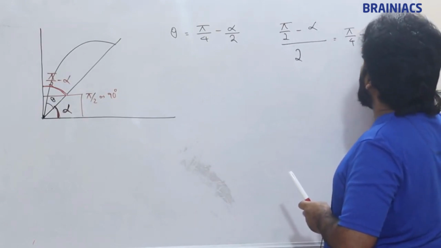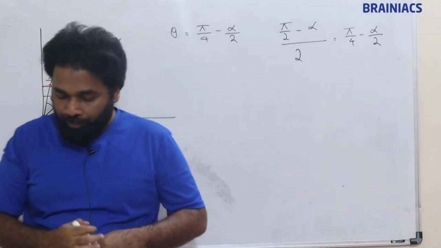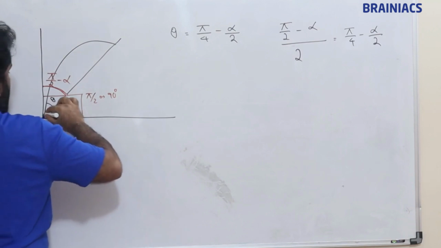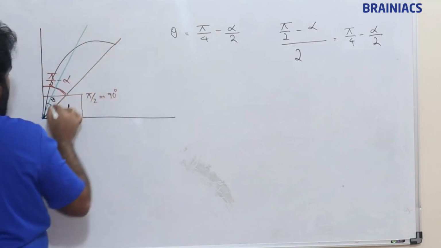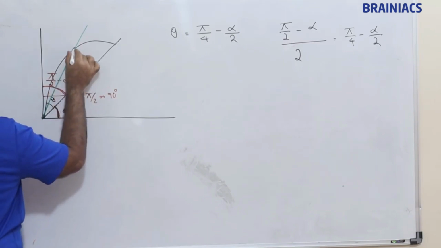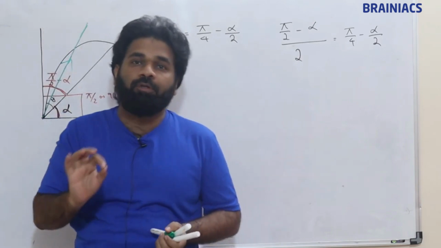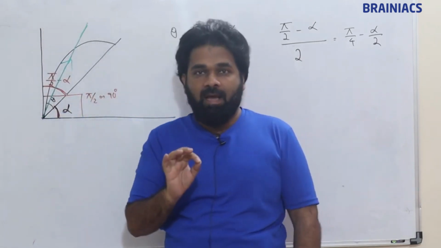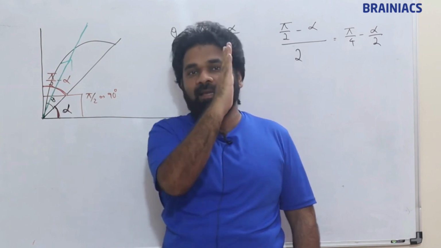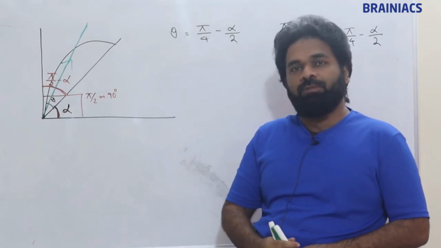Pi by 4 minus alpha by 2. That is, if we project at half angle, that is, if we project the projectile at half of the angle between the vertical line and the inclined plane, we will get the maximum range.